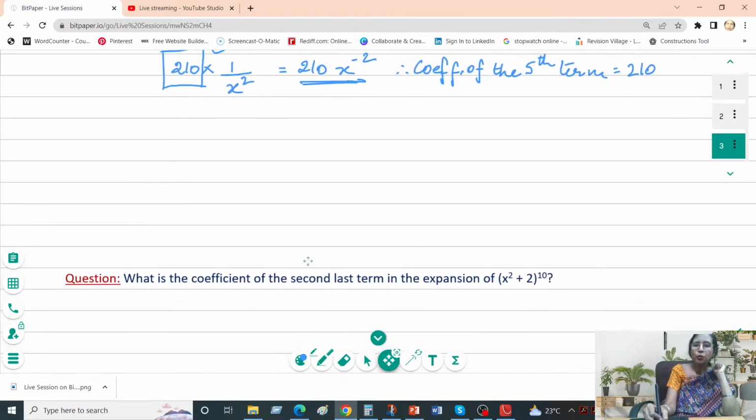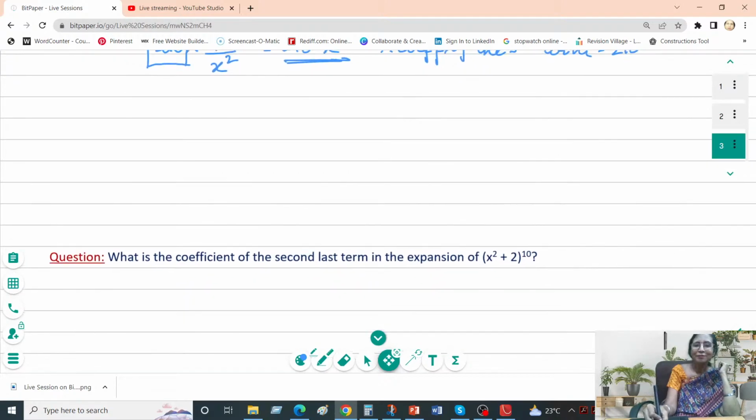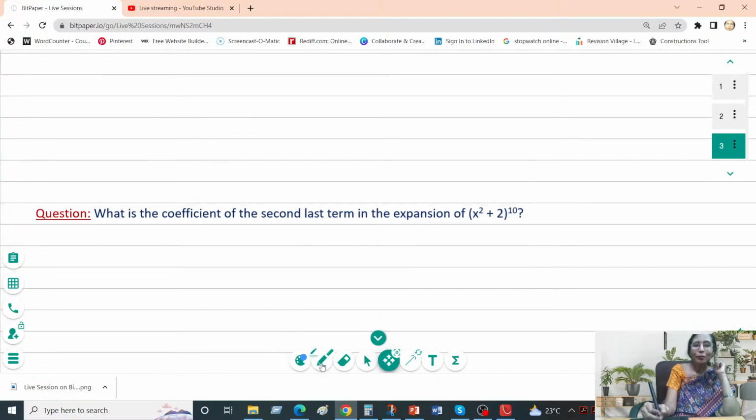Coming to the next question. Oh, it is also having the power of 10. Okay. Now, the question is, what is the coefficient of the second last term in the expansion? Second last term, they did not mention what is the term number. So can we find the coefficient? Definitely. What is the term number?